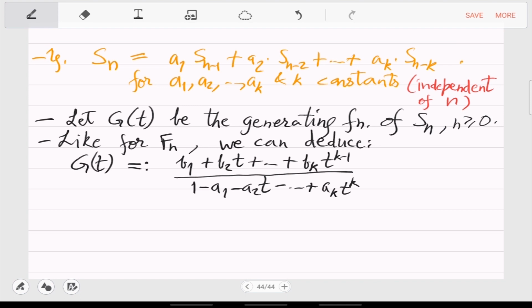What will B1 to BK depend on? Yeah, so B1 to BK we don't know because we have not specified how Sn begins, right? So what is S0, what is S1, dot dot. Based on those values you will get B1 to BK.